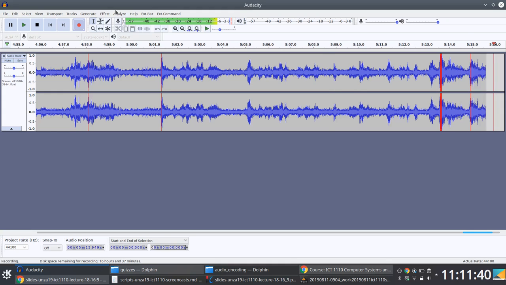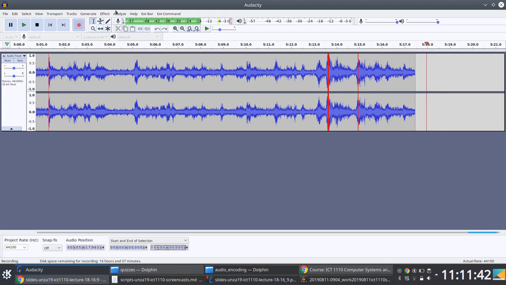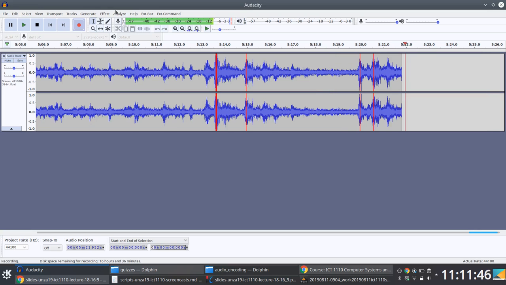Is it right to say that the bit depth is on the y-axis, then the sampling rate is on the x-axis? Yes, this is exactly it. So this is time, this is amplitude, right? I'm glad that we now understand how data is encoded.